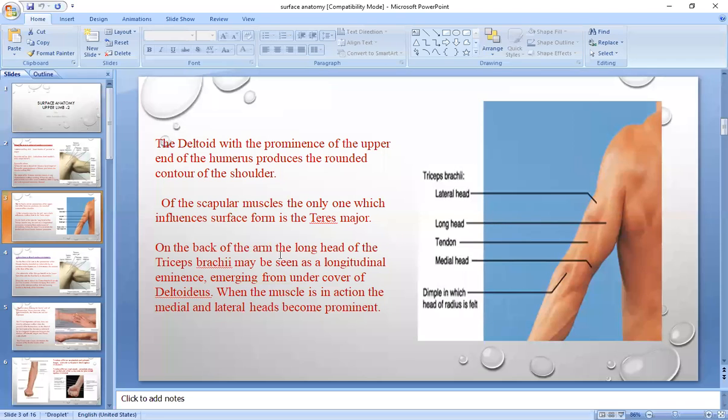Then on the back of the arm, all of you observe the back of the arm. So this is the posterior aspect of the arm. On the posterior aspect of the arm, the long head of the triceps brachii may be seen. See, this is the long head of the triceps brachii.